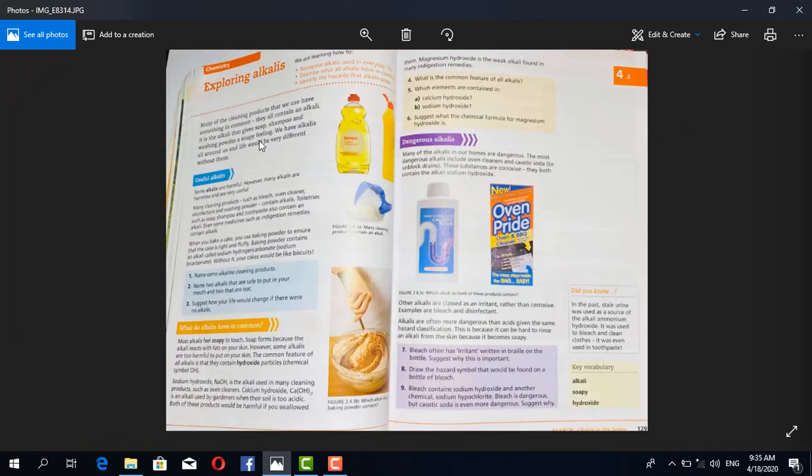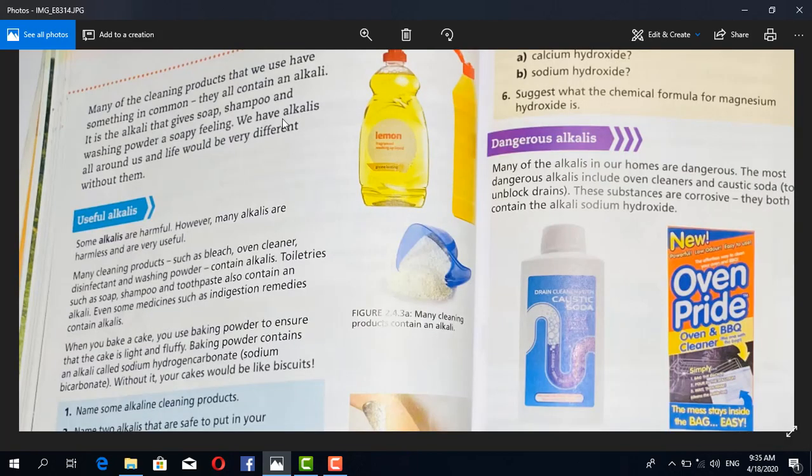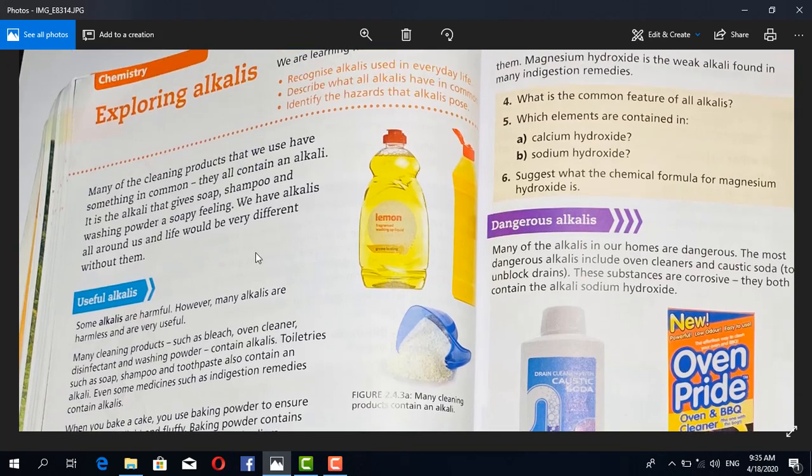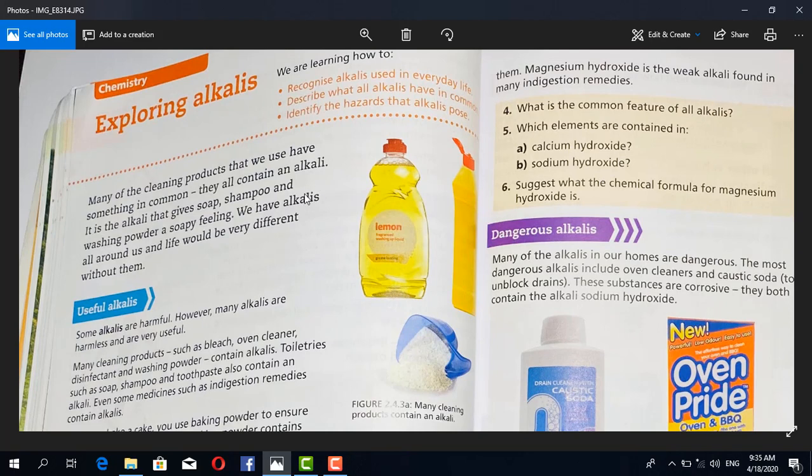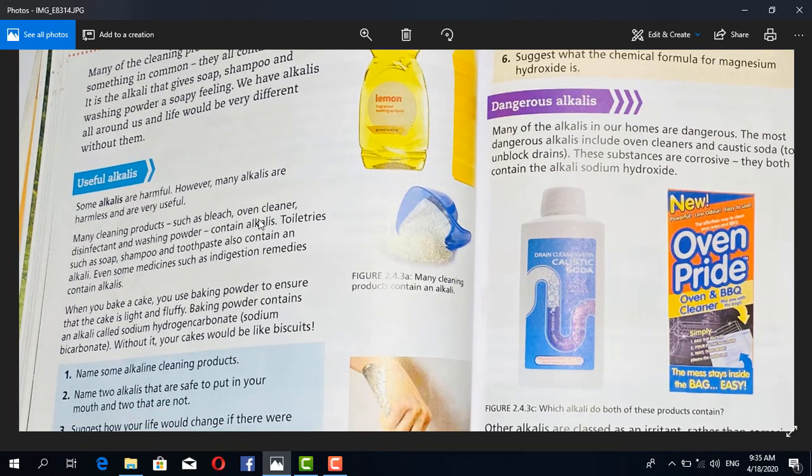The next one is alkalis. The alkali is the opposite of acid. As we said, acids are dangerous, the concentrated ones, and also the alkali. It will have that soapy, slippery appearance, but at the same time, they can also give you a slight burn. Many cleaning products that we use in our daily life contain an alkali, like soap, shampoo, and washing powder, and they have a soapy feeling or sensation.